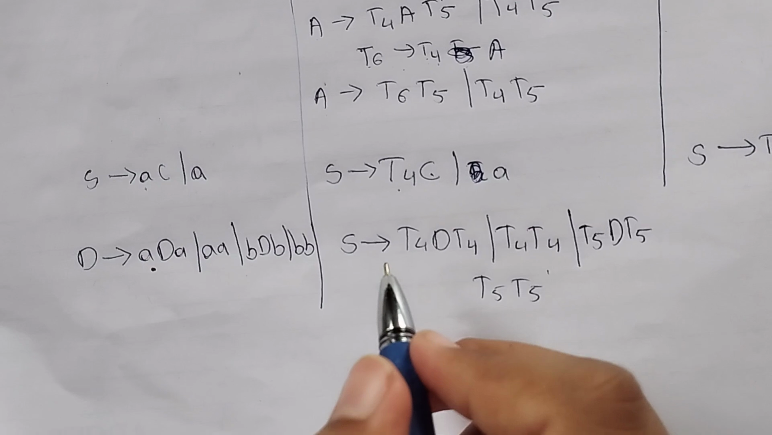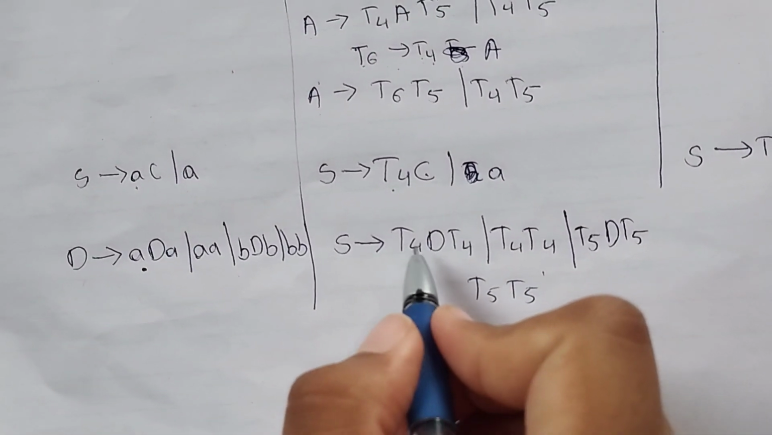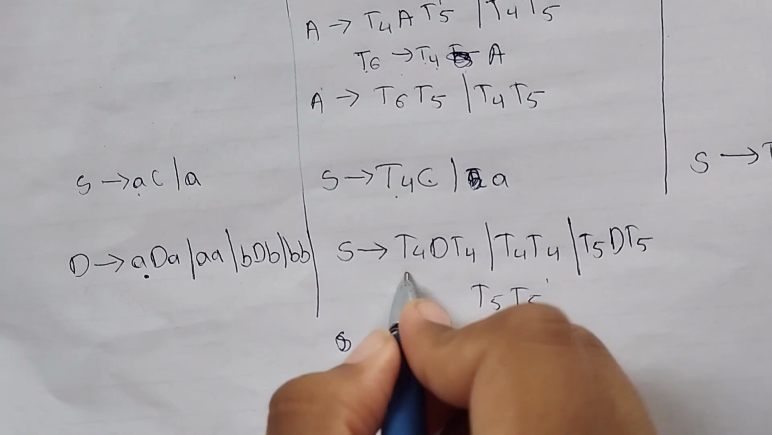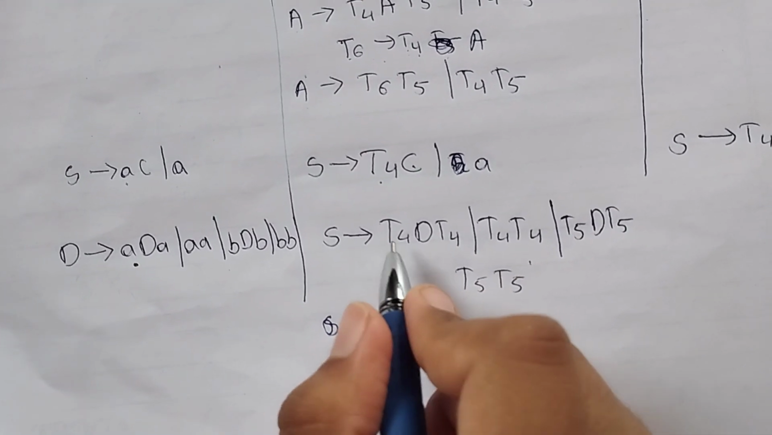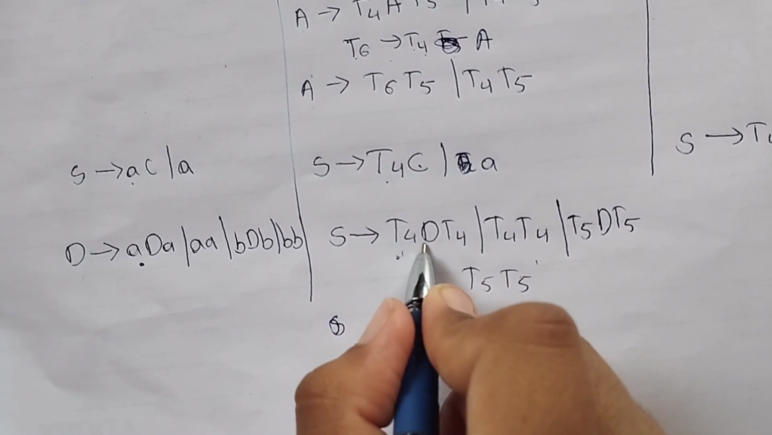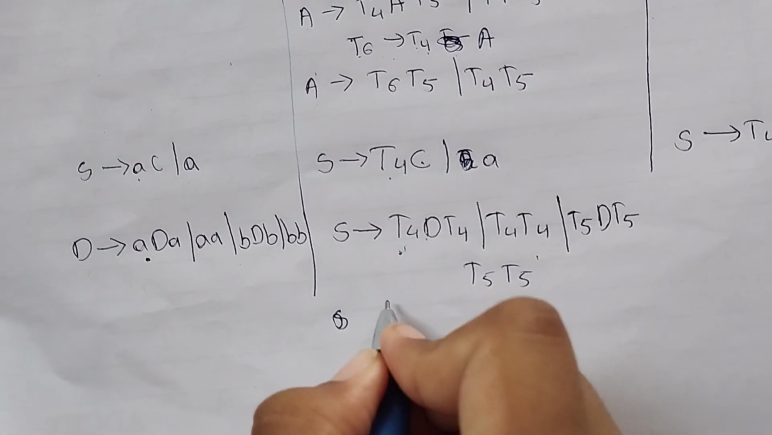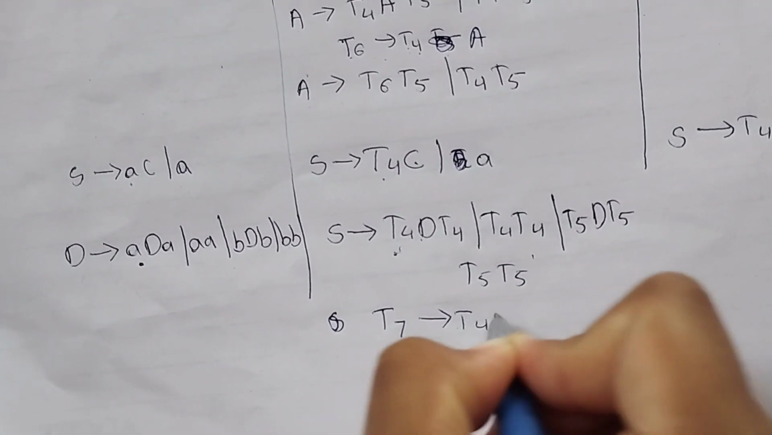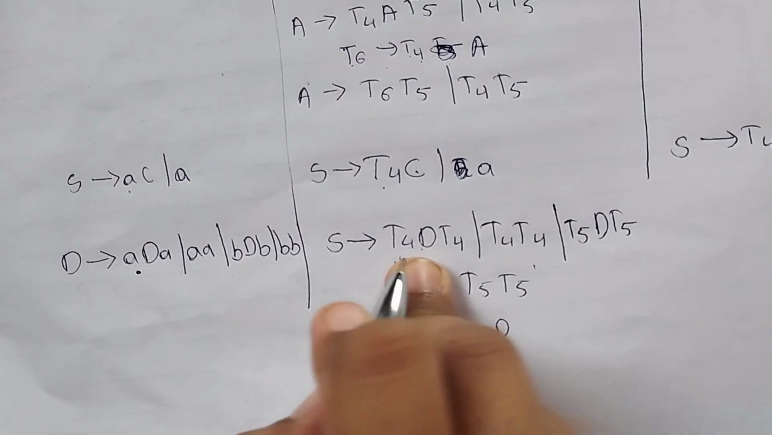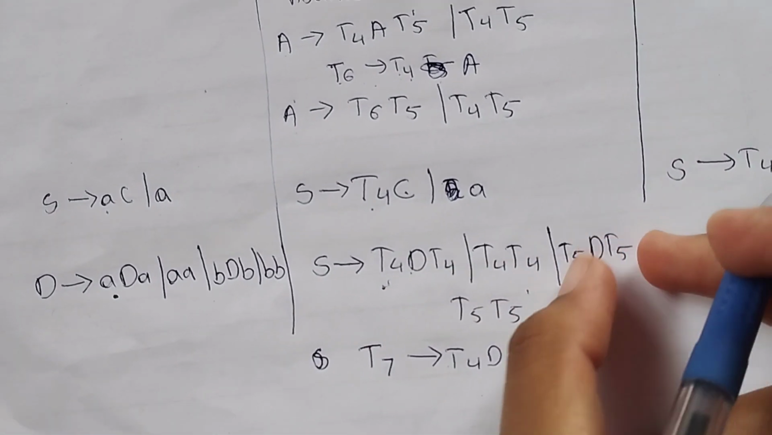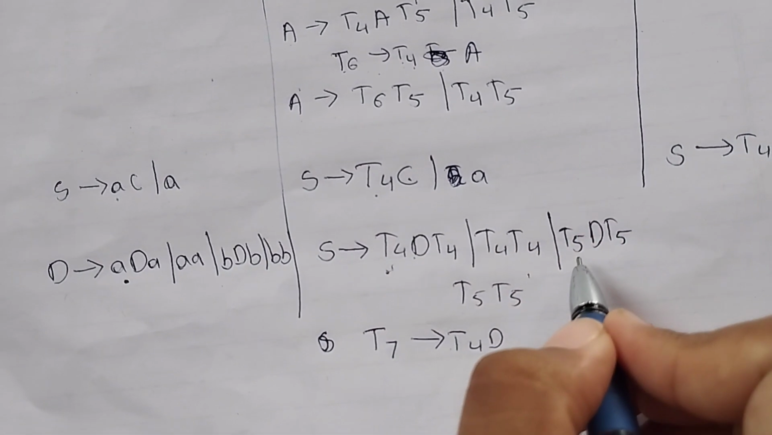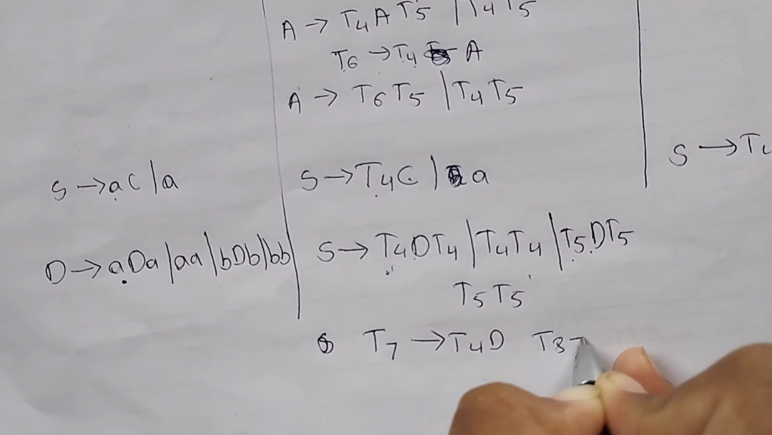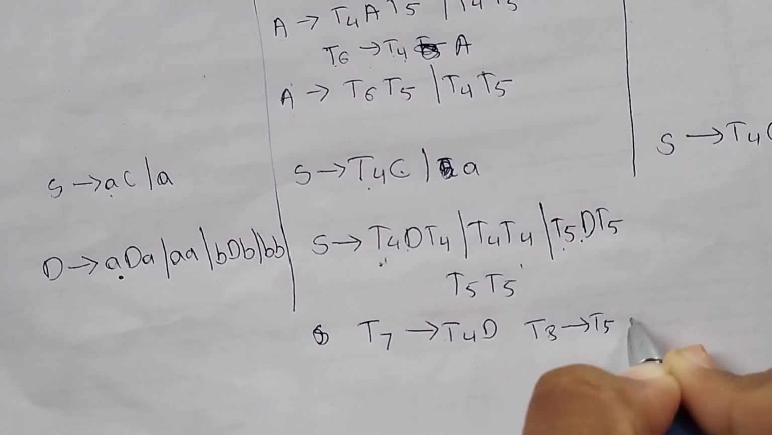Now we want only two capital letters. So we assume something for this also. For T4D I assume T7. So T7 is assumed for T4D. So I get two capital letters, and here there are also three capital letters. So I assume T5D as T8. So T8 for the T5 and D.